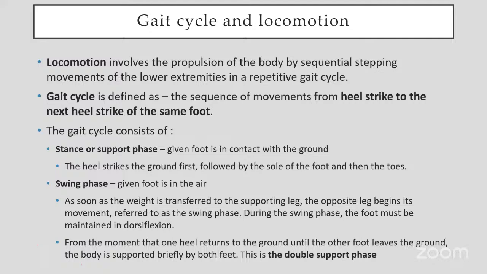As soon as the weight is transferred to the supporting leg, the opposite leg begins its movement, which is referred to as the swing phase. During the swing phase, the foot must be maintained in dorsiflexion. And from the moment one heel returns to the ground until the other foot leaves the ground, the body is supported briefly by both feet. This is known as the double support phase.